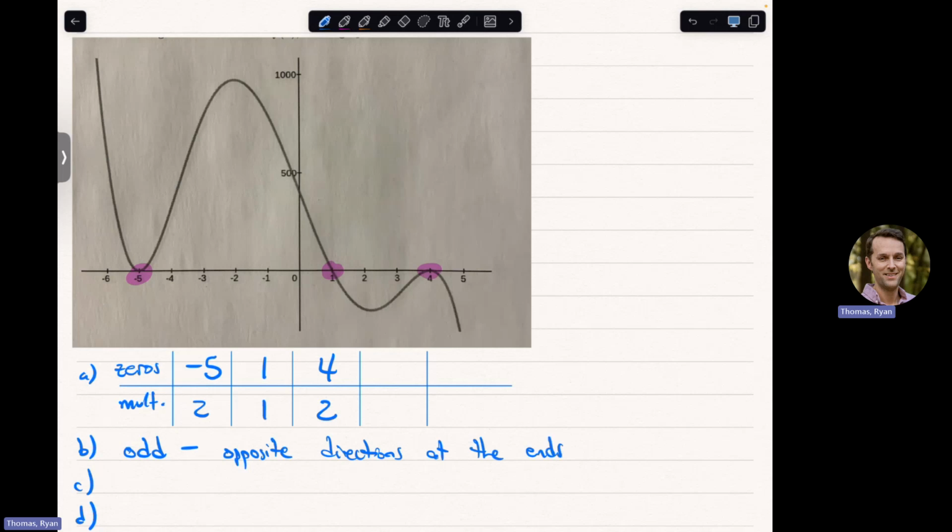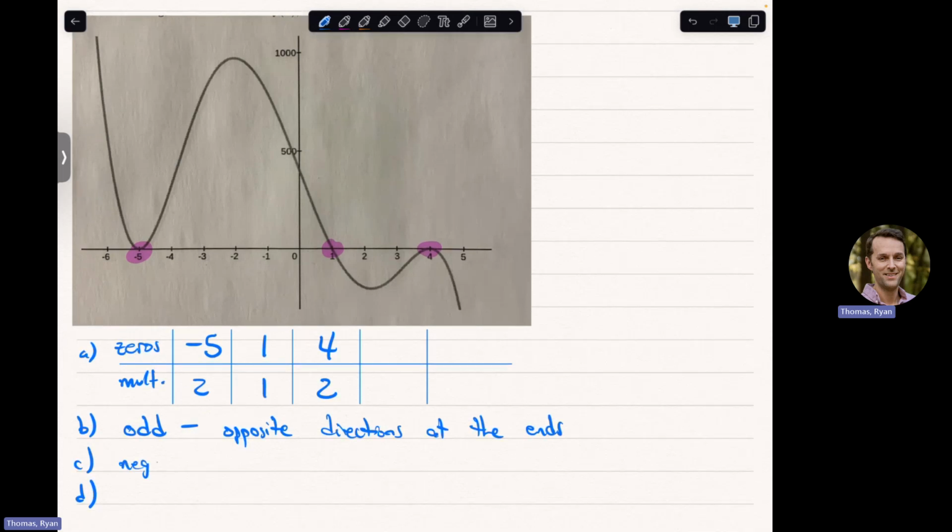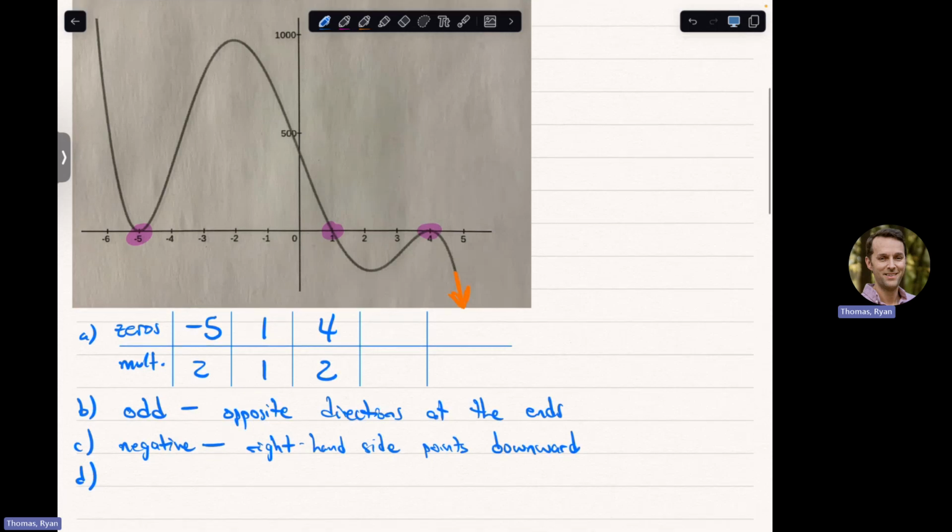Is the leading coefficient positive or negative? Negative, how do you know? Yep. As x goes to positive infinity, the y values are going to negative infinity, or in other words, the right-hand side points down. There we go. Okay, and then what else?